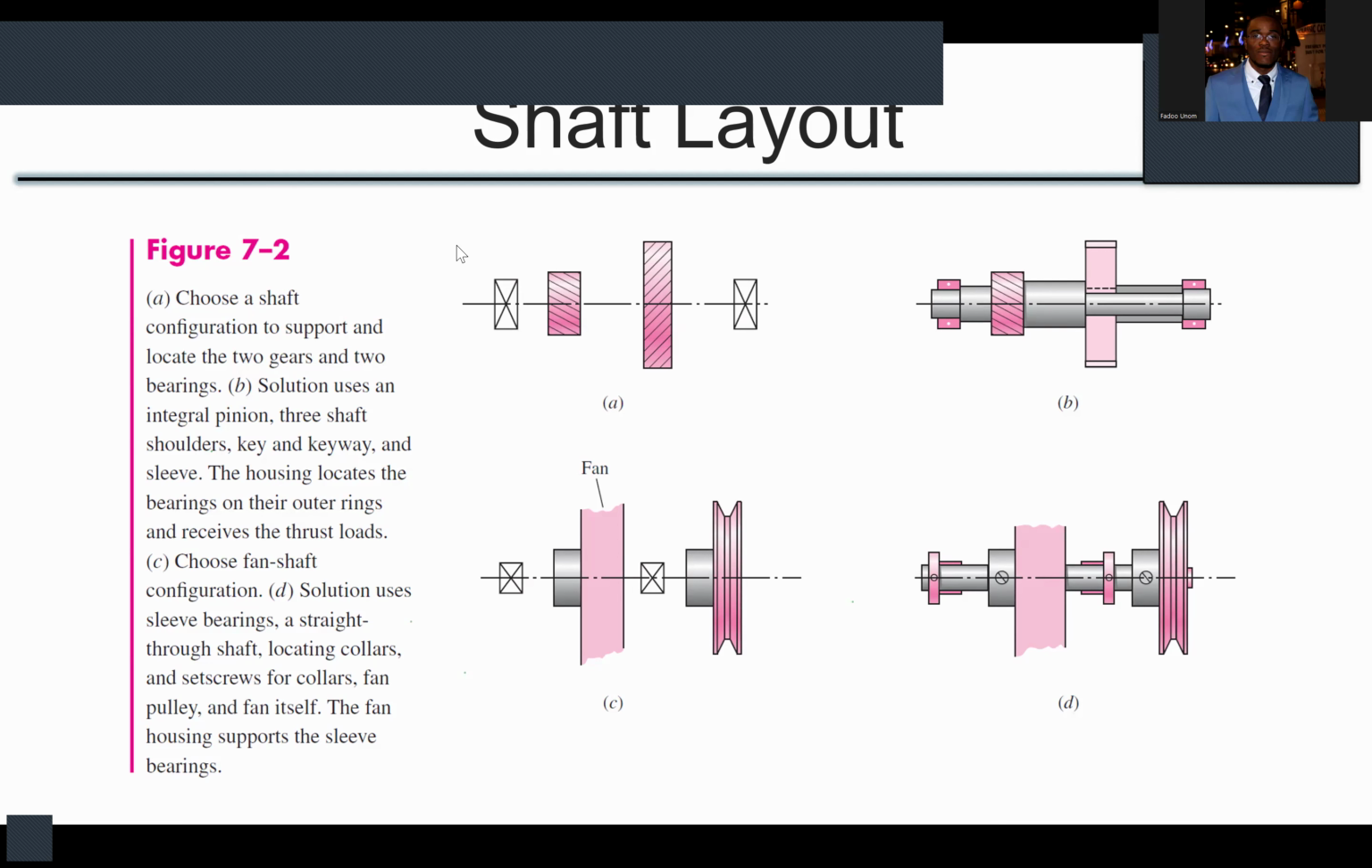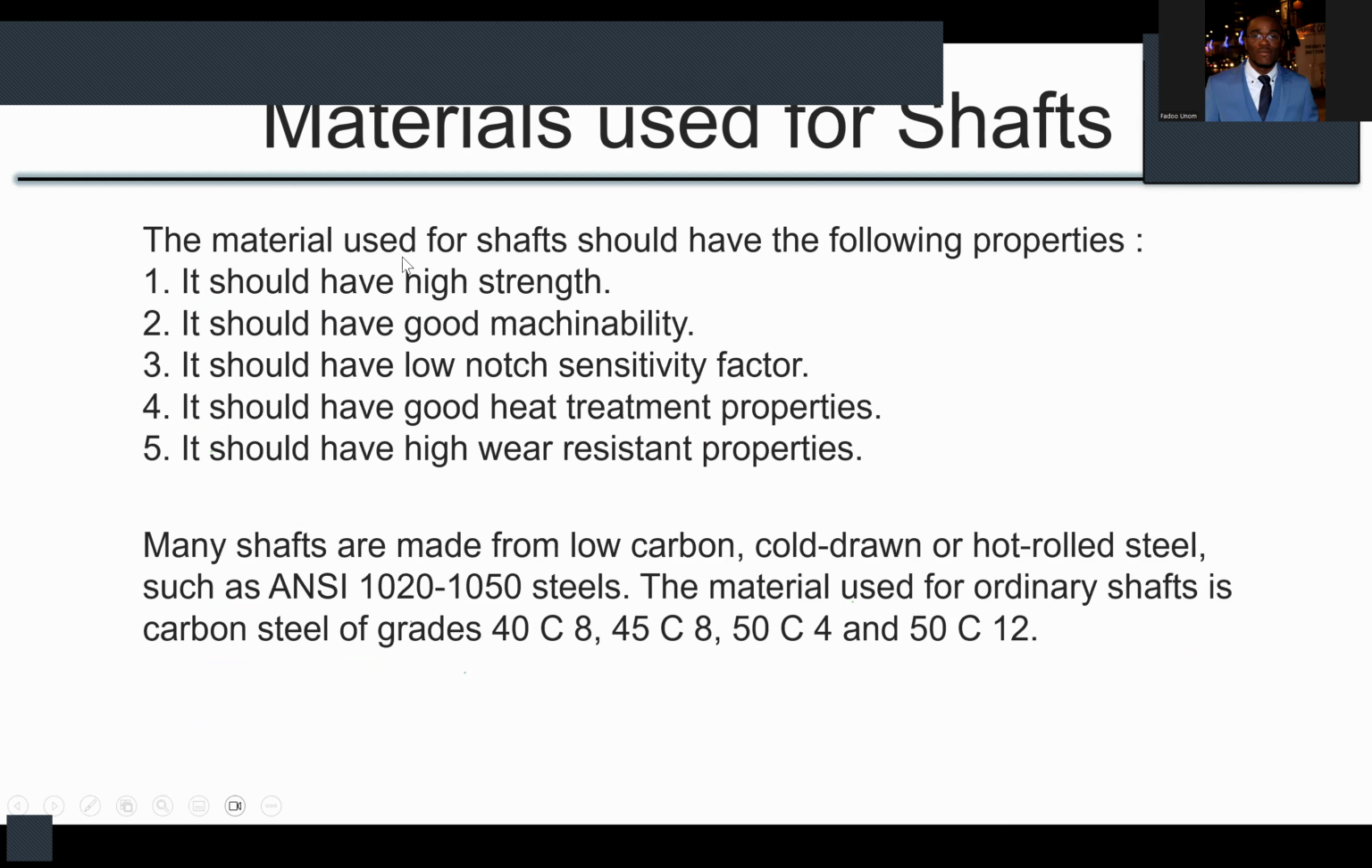All right. So let's talk about materials that are used for shafts. Can we use any material for shafts? Plastics, wood, and the rest? Yes, you can. But there are conditions. Since we are going to be transmitting power and torque, we want to design our shafts in such a way that they do not fail structurally. So the first condition is whatever material you're using for your shaft, they should have high strength.